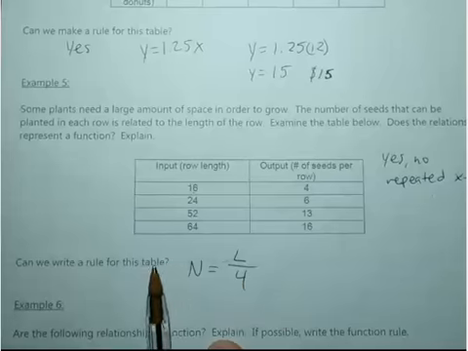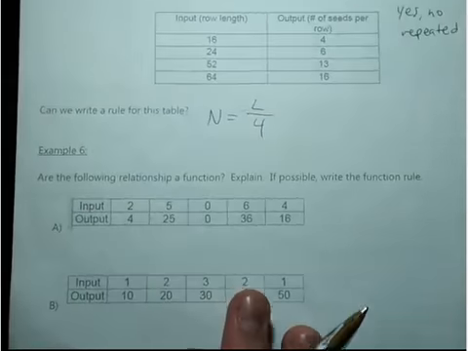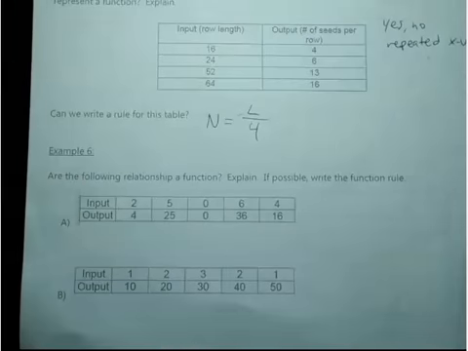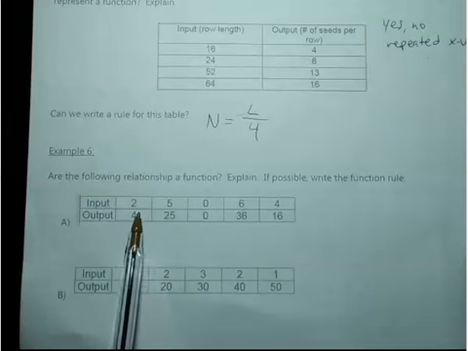Just a couple more here. Example 6. Are the following relationships a function? Explain. If possible, write the function rule. So A. We're first asking, is this a function?